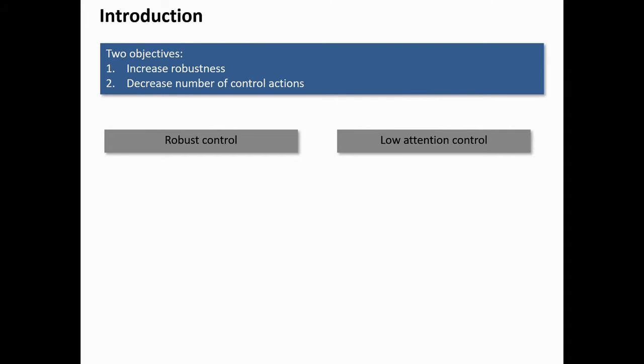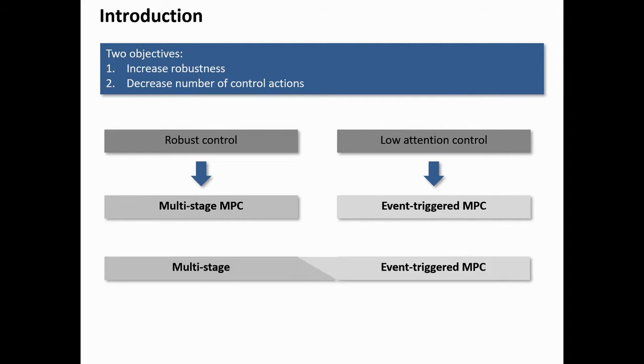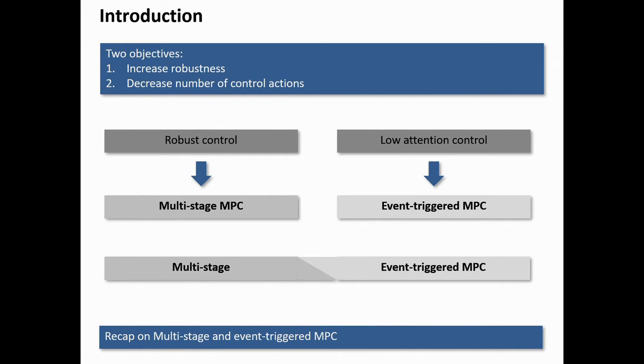we can pick now two tools coming from different control areas. One is robust control and the other one is low attention control. From the robust control part, we decided to use the multi-stage MPC approach, and for the low attention control, we used the event-triggered MPC. So we basically merged them together, forming a multi-stage event-triggered MPC. And now in the next slides, I'm going to give you a short recap on multi-stage and event-triggered MPC.